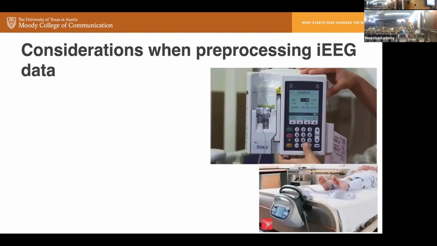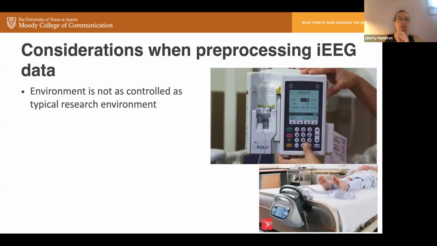The other thing that I wanted to bring up, which I think is important for data sharing, and I don't know how we should share this, and I would love to hear from you all what you think about this, but there are a lot of things in the room that are not as controlled as your typical research environment.